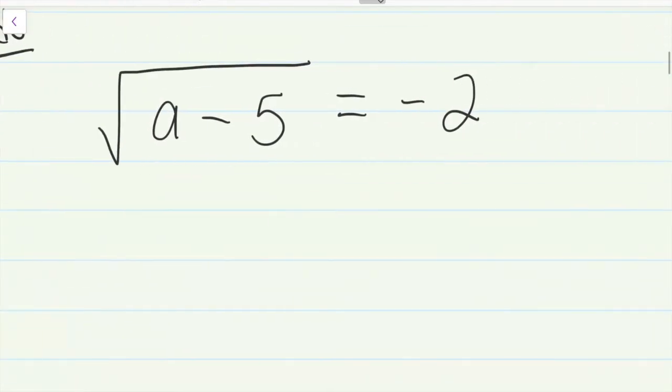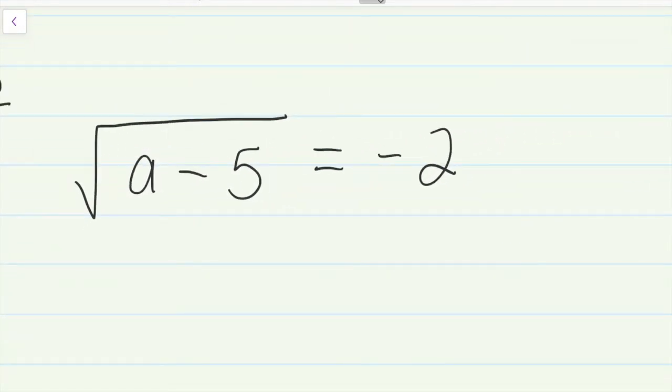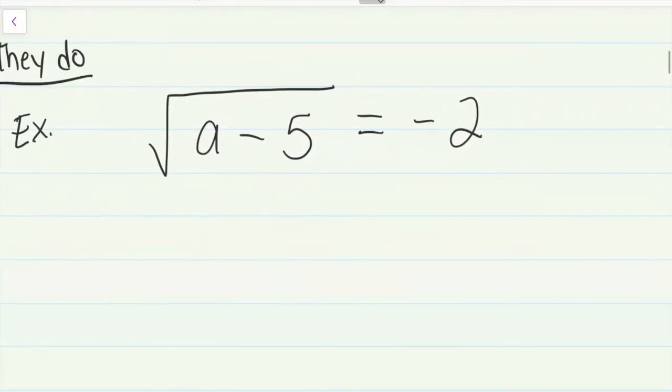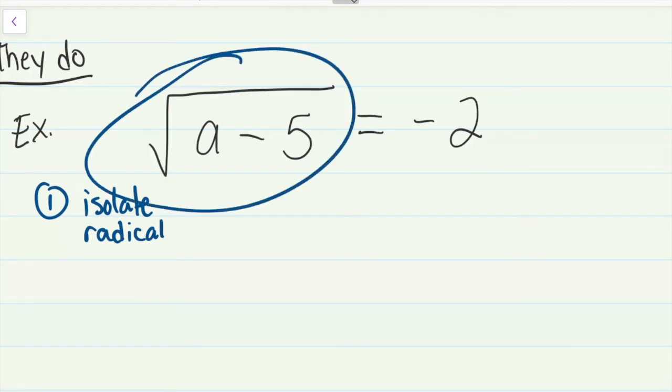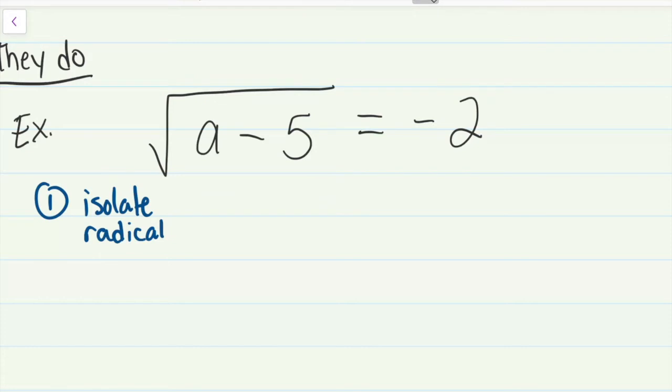Today's problem is this one. The square root of a minus 5 equals negative 2. So step number 1 was isolate the radical. When I say radical, it's basically this little square root. Is the radical by itself? Yeah, it's alone on one side. Perfect. So step number 1 is done. It was already done for us.